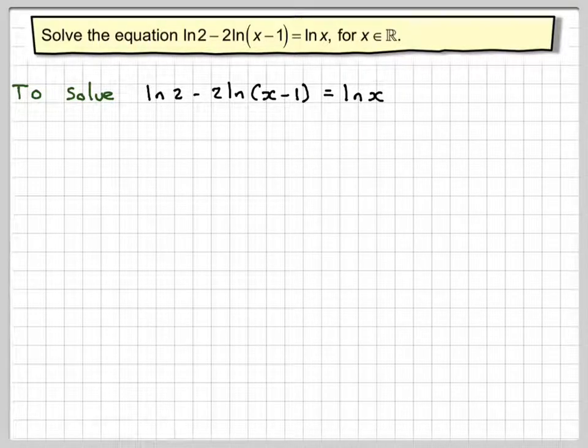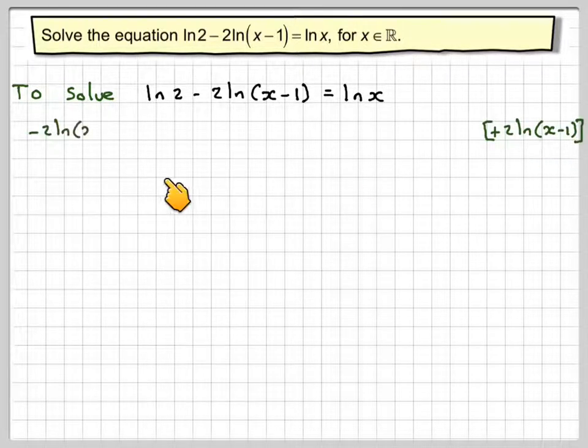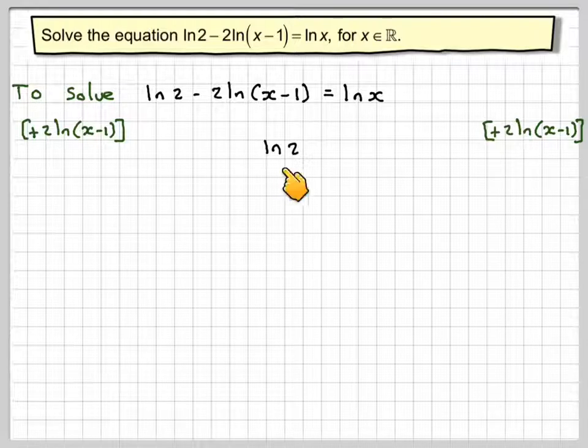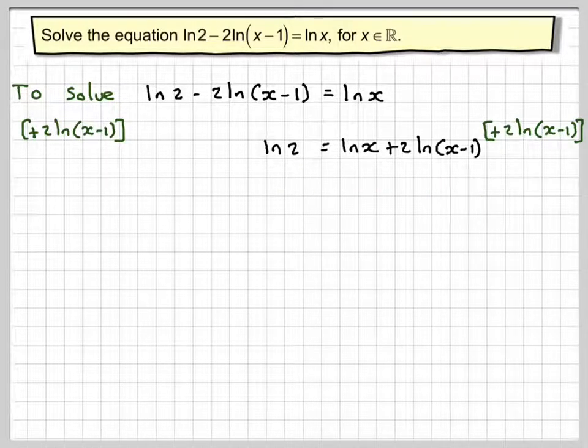Now this is quite involved, but we need to try to use some of the rules of logarithms. The first thing we're going to do is to add 2 ln of (x minus 1) to both sides, therefore taking that to the other side. So we get ln of 2 is equal to ln of x plus 2 ln of (x minus 1). Now we're going to apply one of the rules of logarithms to this.